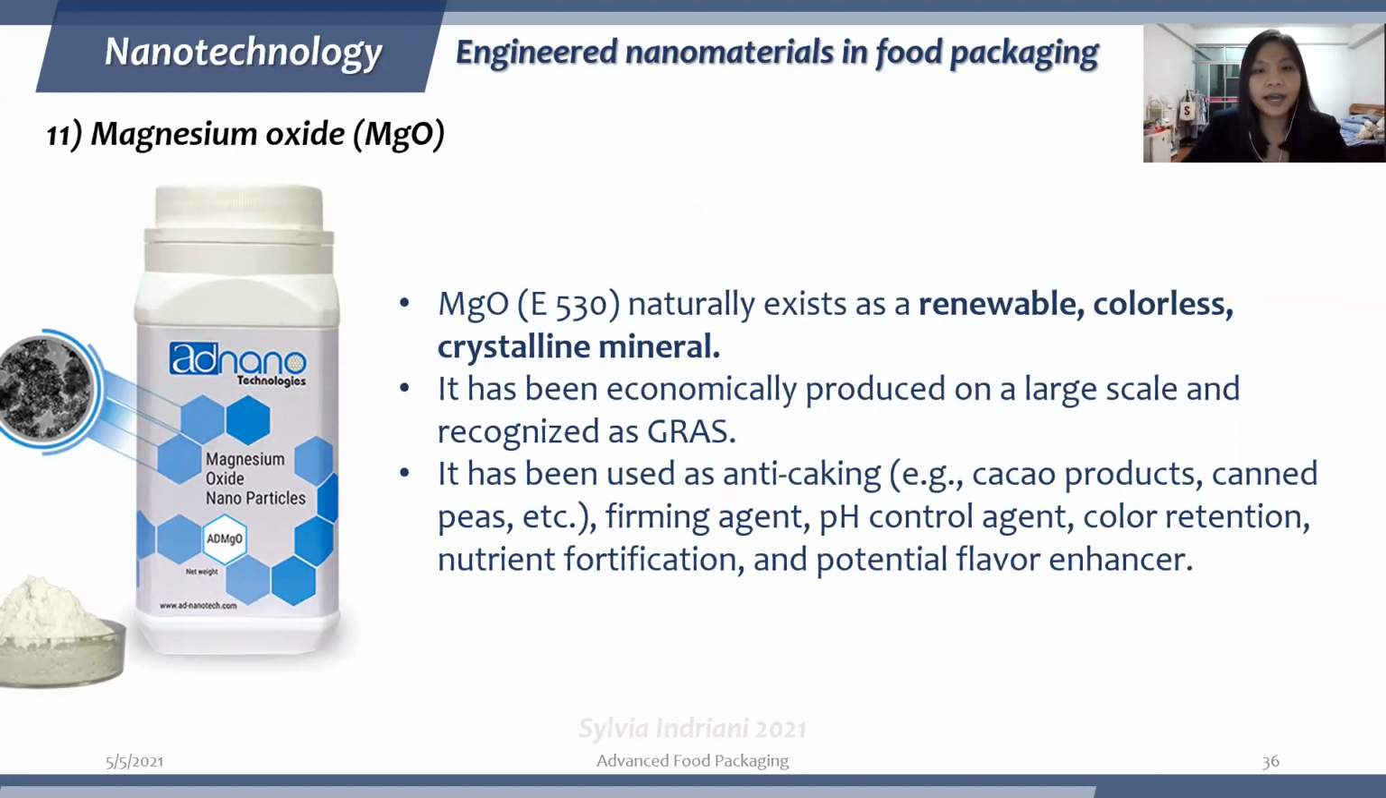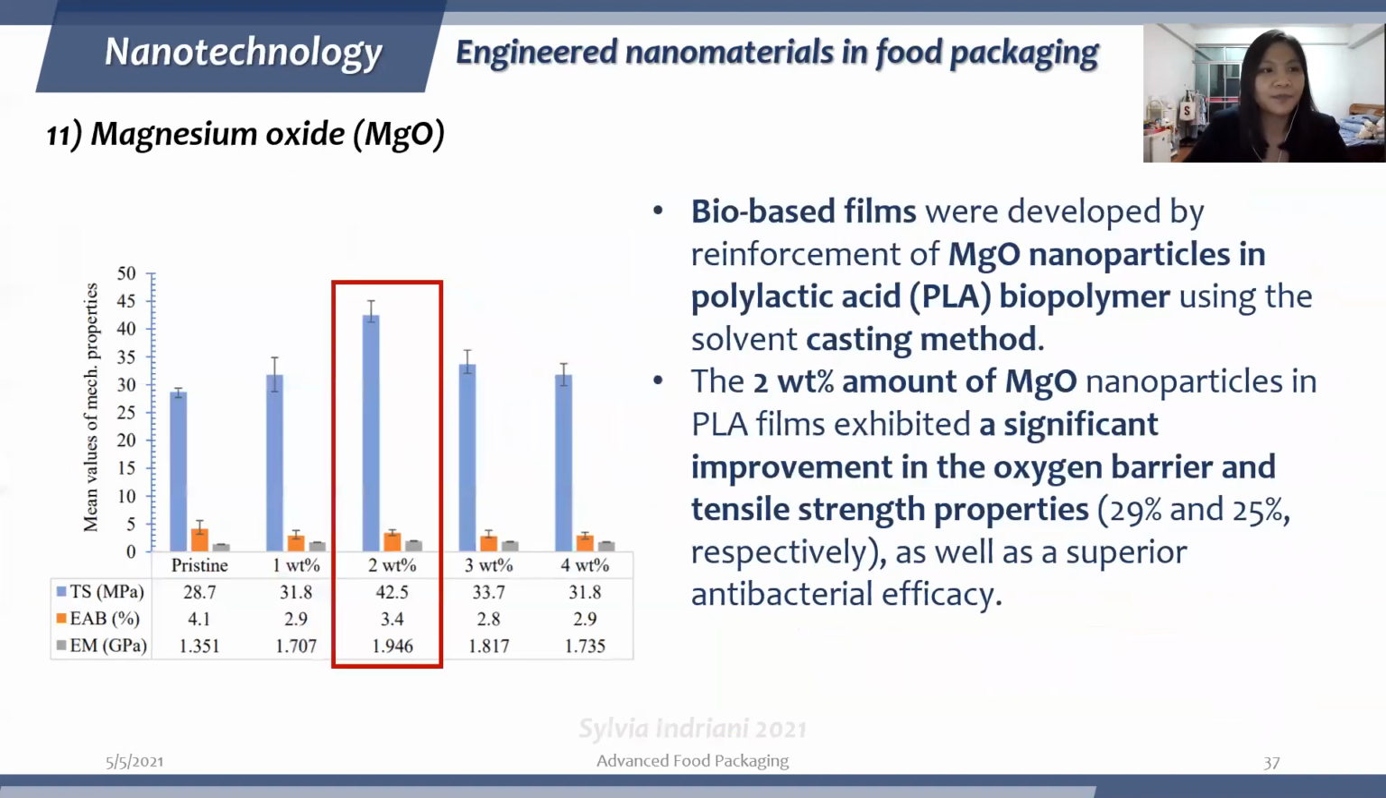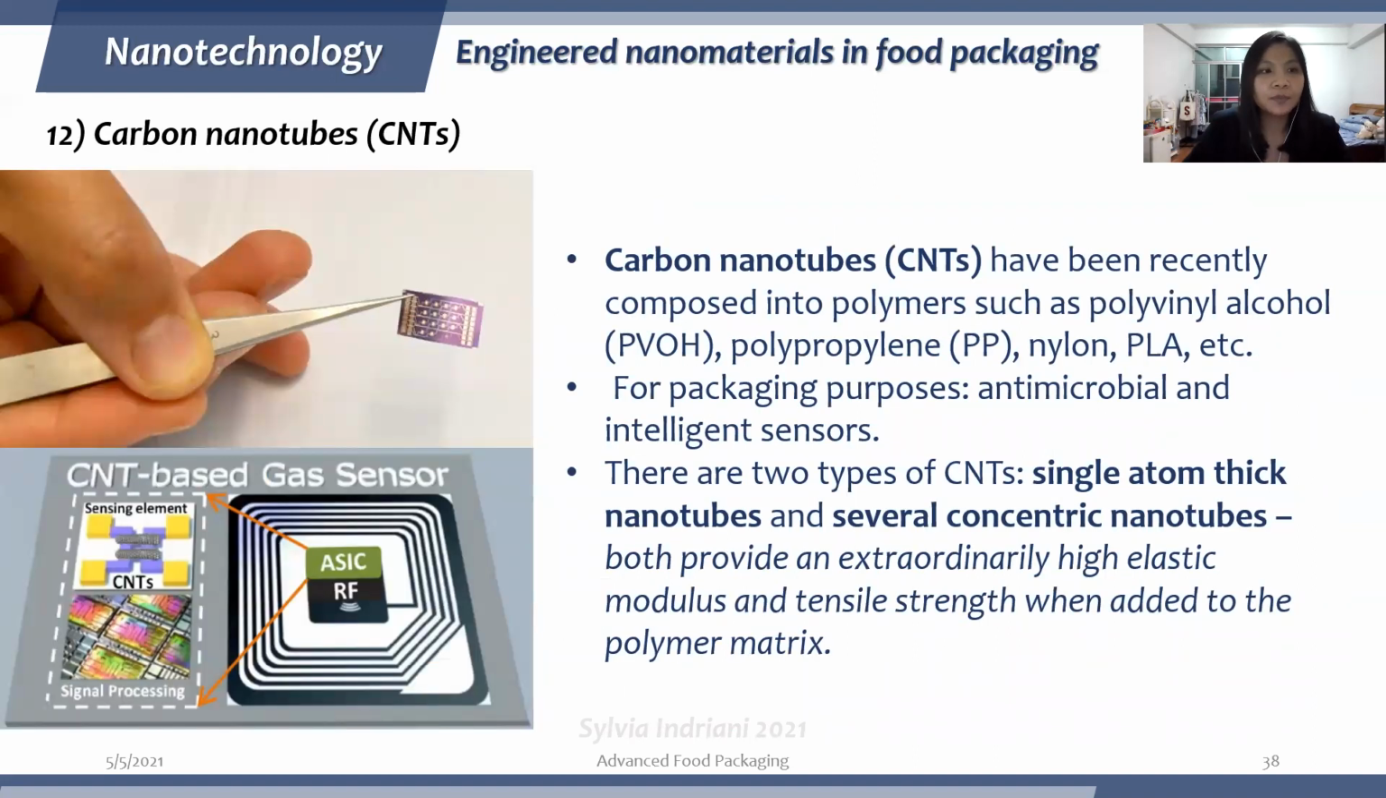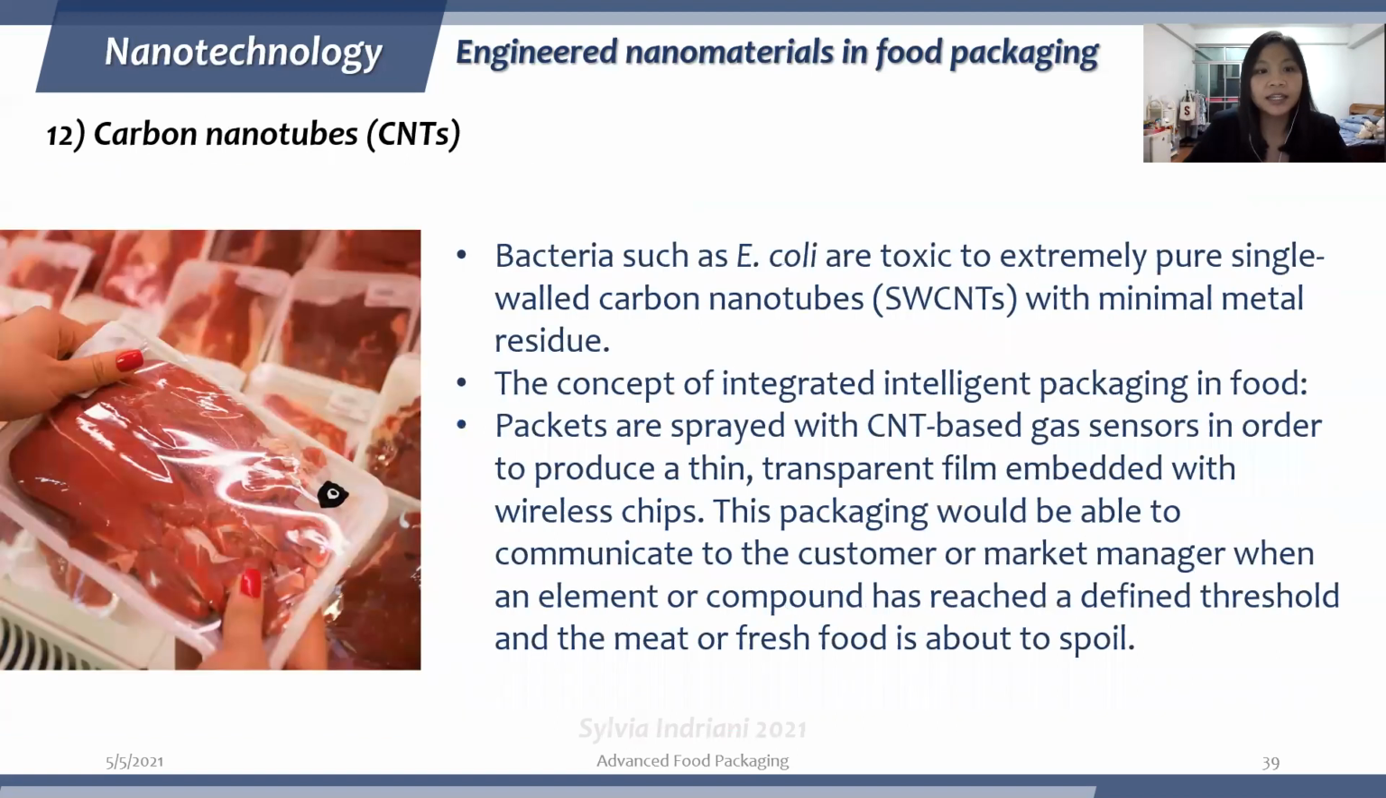Magnesium oxide is known as a food additive and is generally recognized as safe. In this study, it was proved that magnesium oxide nanoparticles could improve the tensile strength and other mechanical properties when incorporated in PLA films at 2% addition. Then, carbon nanotubes can be used to develop intelligent packaging, particularly for meat products.